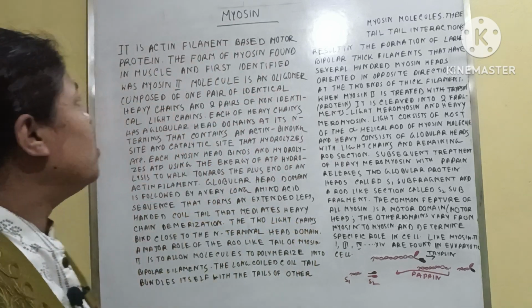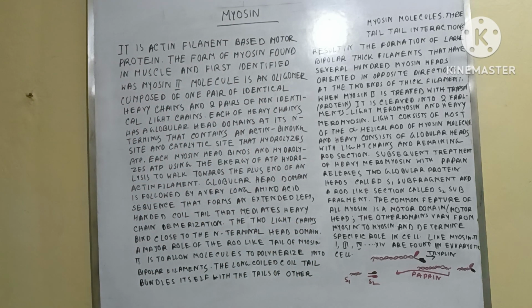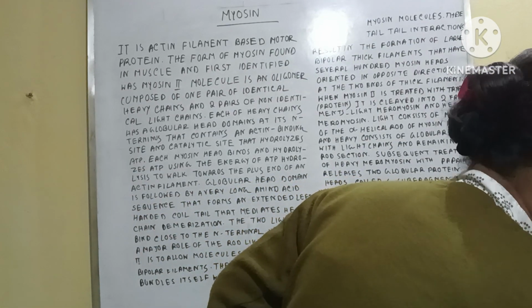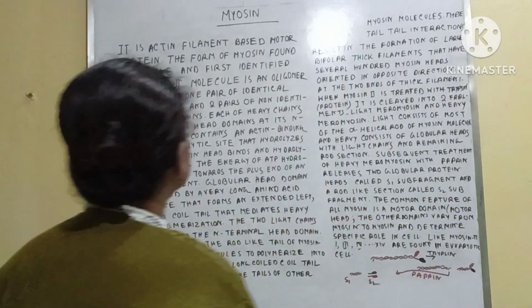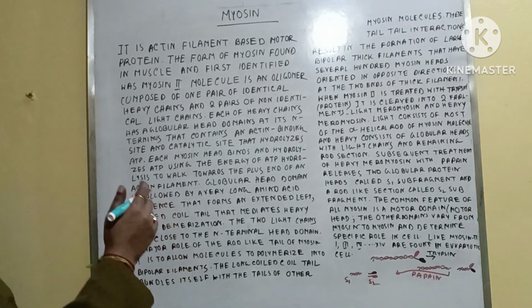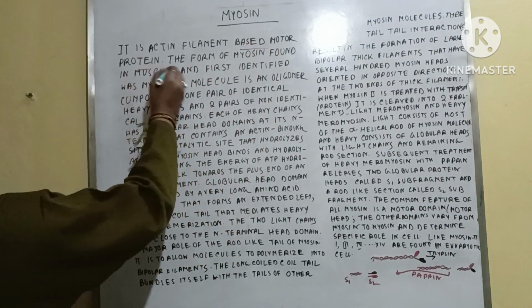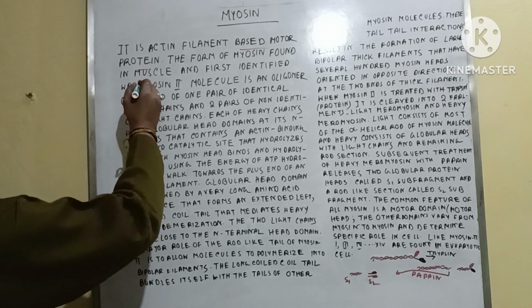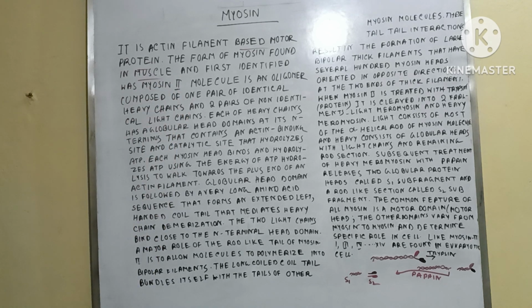So this is the topic myosin. What is myosin? Myosin is an actin filament based motor protein, the form of myosin that is found in muscle. Generally the most important myosin is the myosin 2 molecule.